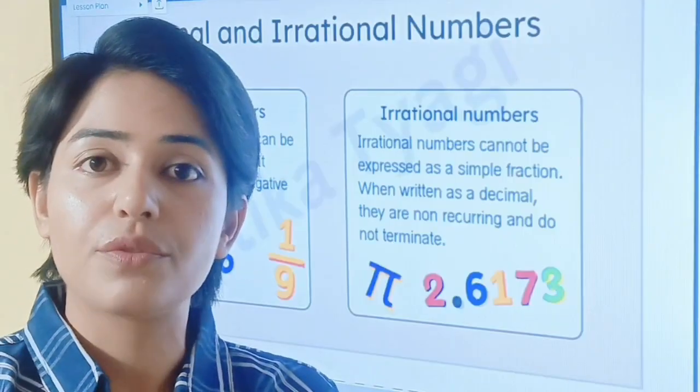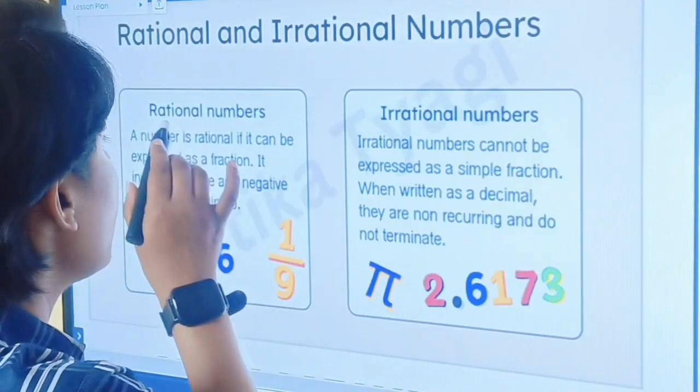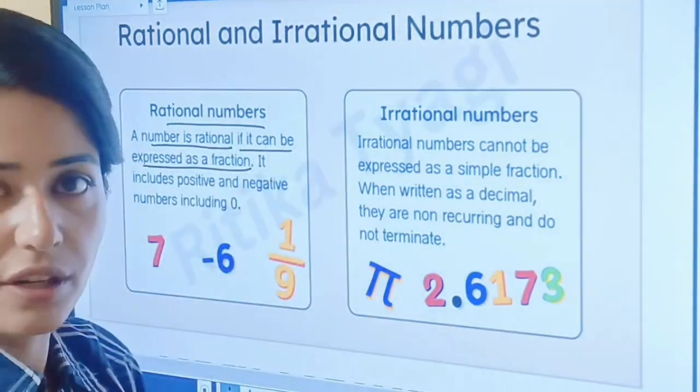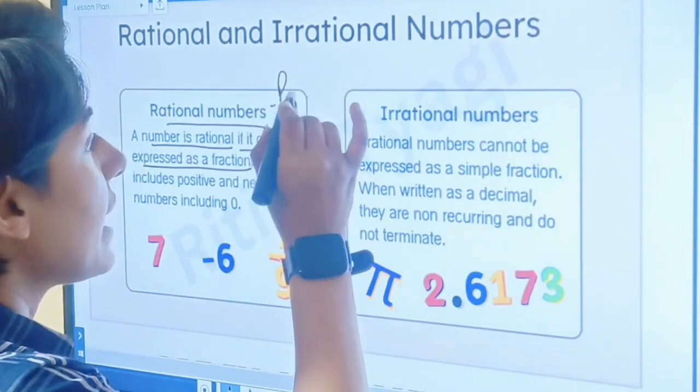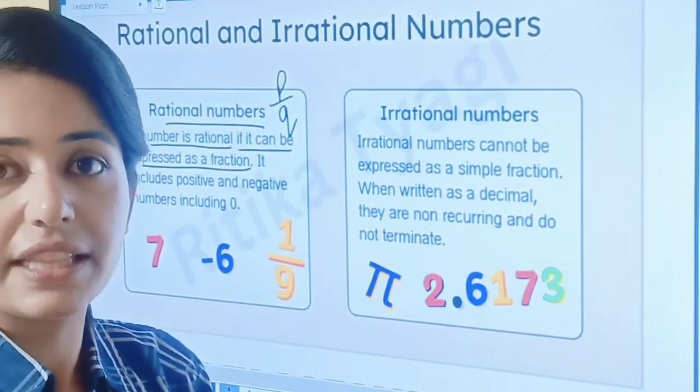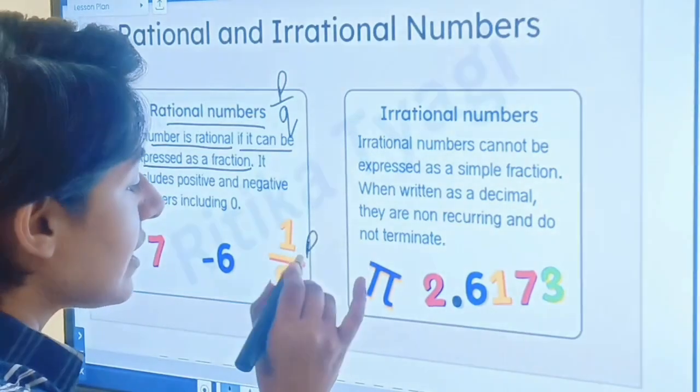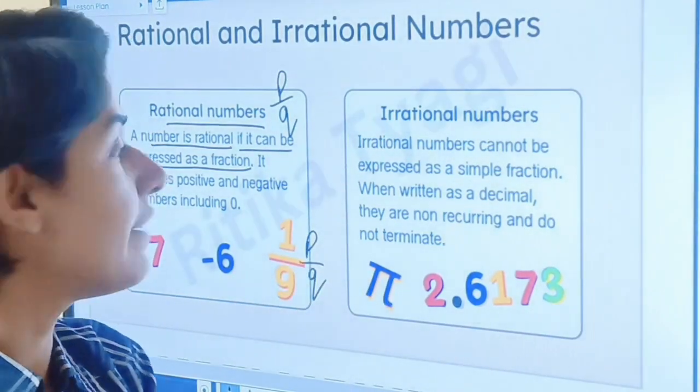We are discussing rational and irrational numbers. Rational numbers: a number is rational if it can be expressed as a fraction. Means the number which can be expressed in p by q form is a rational number. For example, 1 by 9. 1 by 9 is in p by q form, that is, in fraction.